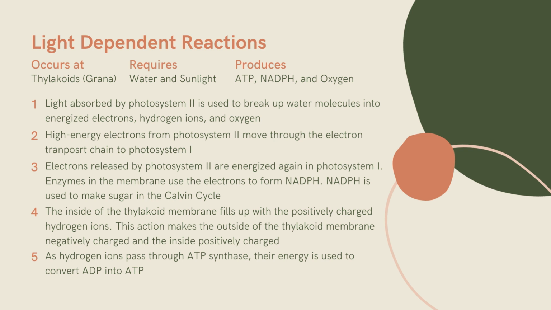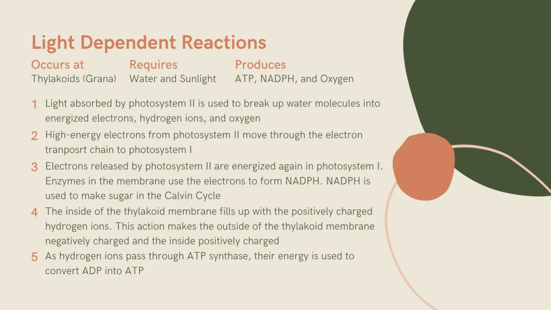So for the last step in our light-dependent reaction, as hydrogen ions pass through the ATP synthase, their energy is used to convert ADP into ATP. So what is ATP synthase? ATP synthase is a protein that allows hydrogen ions to pass through it. And then, as hydrogen ions pass through the ATP synthase, it converts ADP into ATP.